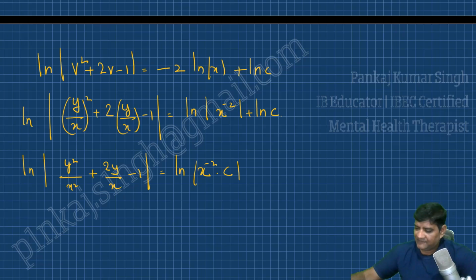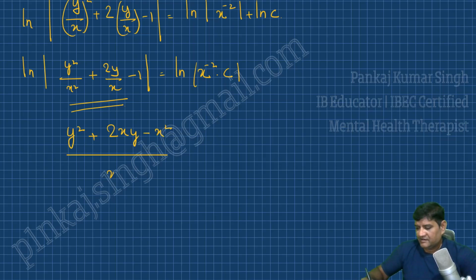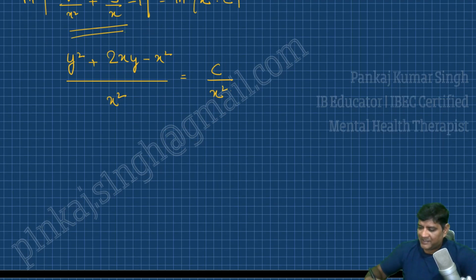So I can take out ln from both the sides, and also I'm going to take an LCM over here. So I'll have y square plus 2xy minus x square divided by x square, and that's going to be equal to c divided by x square. And you can see that I can strike out the x square on both the sides. So what I'll now remain with is simply y square plus 2xy minus x square as equal to the constant c.